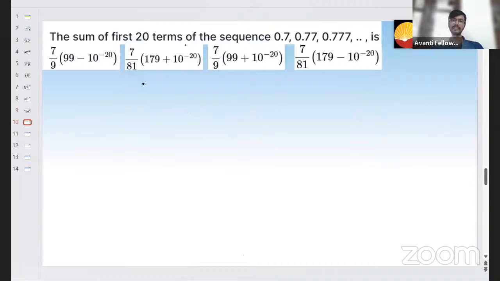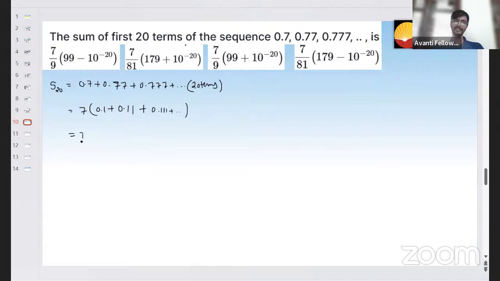The sum of the sequence. So let the sum be Sn. They want 20 terms. So S20 will be equal to 0.7 plus 0.77 plus 0.777 plus dot dot dot up to 20 terms. So I'll get 0.1 plus 0.11 plus 0.111 plus 20 terms.